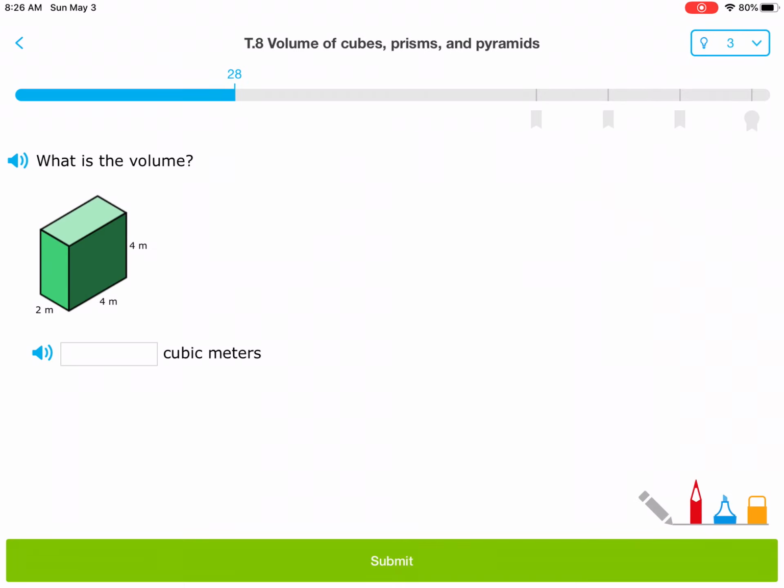The volume of a rectangular prism. So volume is length times width times height. So 2 times 4 times 4.